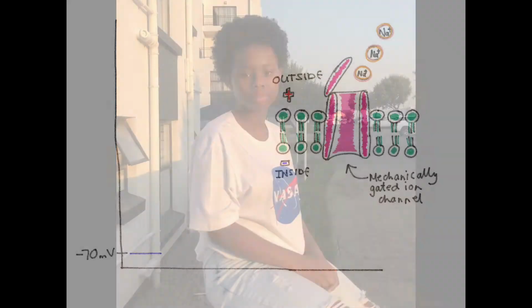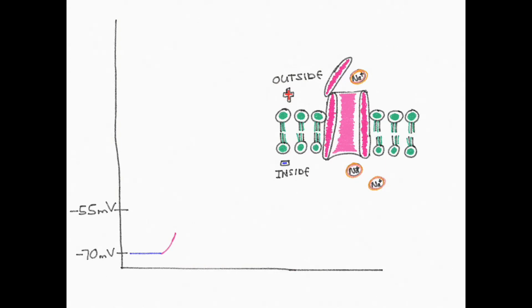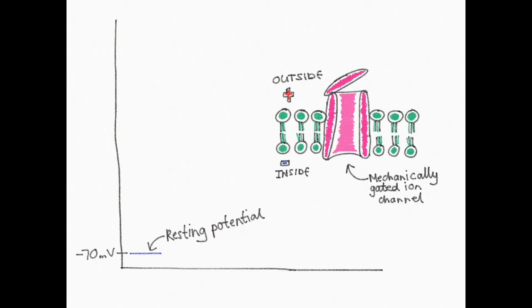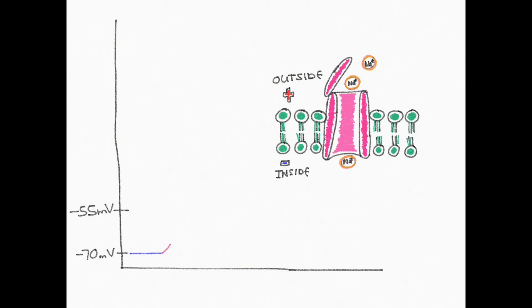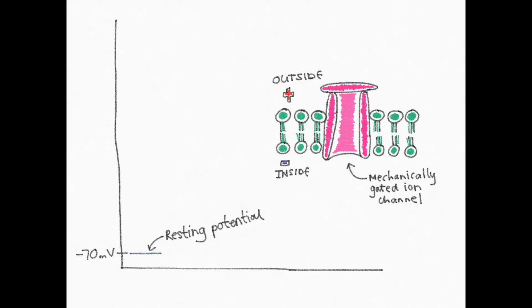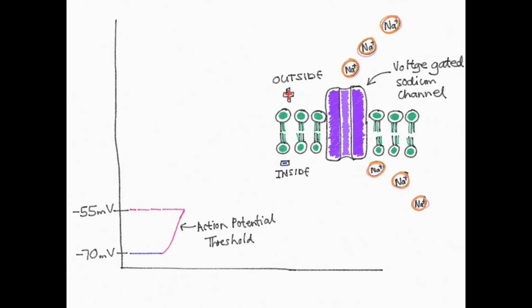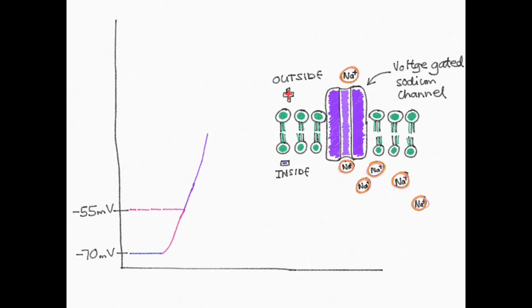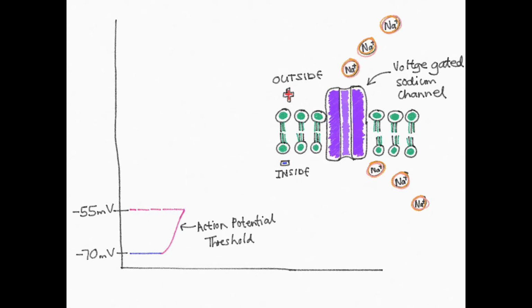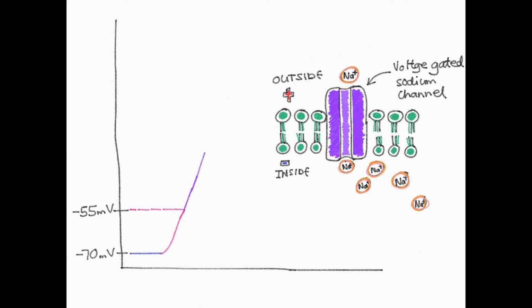So now that we know what's what, the fun begins. Let's say an ant walks on your skin. Your mechanically gated ion channels open and let all those sodium ions in. This makes the neuron slightly more positive and pushes its membrane potential to -55 millivolts to start the impulse. Then the sodium ion channels open and allow even more sodium ions to enter, pushing the neuron's voltage up until +70 millivolts. This is called depolarization and is the action potential.